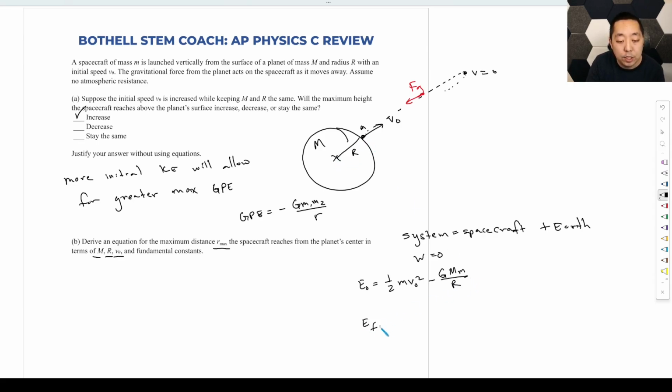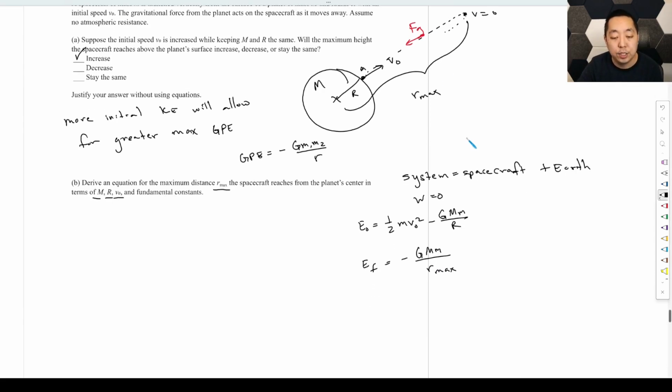Now the final energy, we don't have any kinetic energy, but we do have gravitational potential energy, but the distance now is R max. We don't have any kinetic energy because the velocity is 0, but we have some gravitational potential energy because we're further away. And now we're just going to set them equal to each other. Minus G, by conservation of energy because the work was 0, big M, little m over R max.